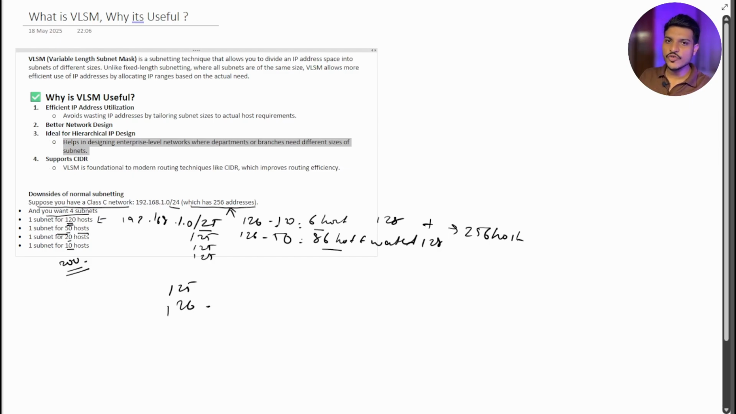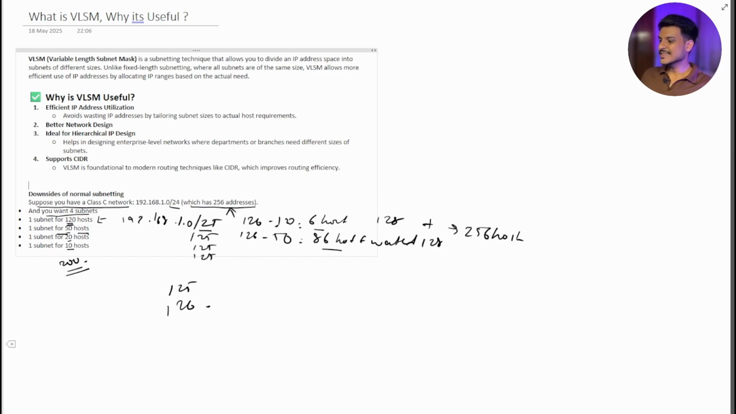It helps in designing enterprise-level networks where departments or branches need different sizes of subnet, like you may have UAT, dev or prod that would need a different number of hosts, like 120, 50 or anything. Okay, and VLSM supports CIDR. So now let's go back to our main screen.